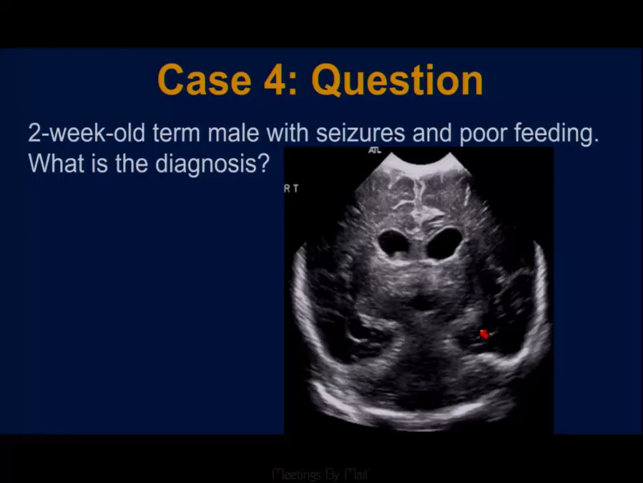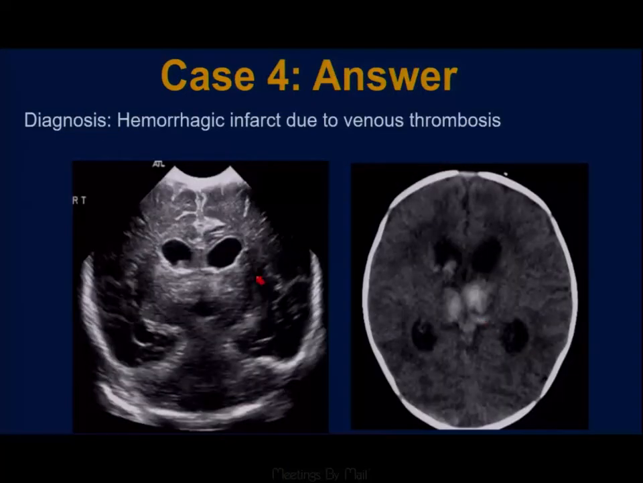So here's another question. 2-week-old male, what's the diagnosis? And again, we just have to remember where the gray matter is, where the white matter is. So we have these deep gray nuclei here. And again, gray matter should be hypoechoic. And in this case, it's hyperechoic with some mass effect and some enlargement of the lateral ventricles, which again, can help tip you off to look for these parenchymal abnormalities.